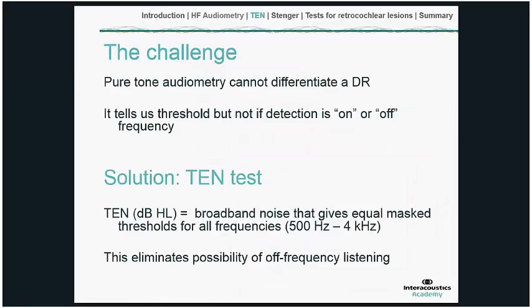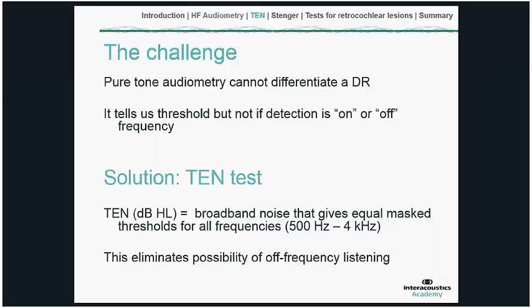So pure tone audiometry can't differentiate a dead region, although the pattern of an audiogram can indicate whether or not there might be one there. The pure tone audiogram merely tells us if a sound has been detected. It doesn't tell us whether it was detected by on or off frequency hair cells. So the solution to this challenge is the TEN test, and this was introduced by Moore and others in the UK a number of years ago.